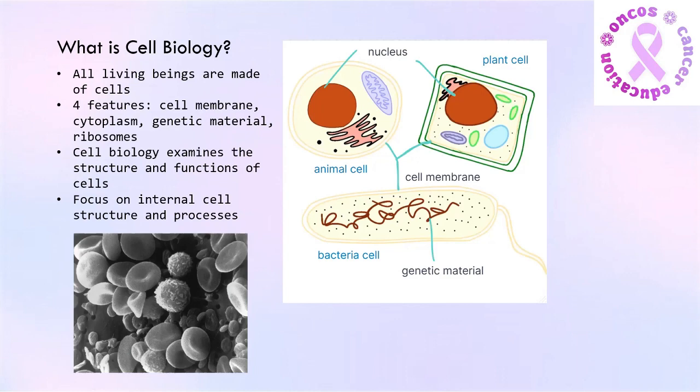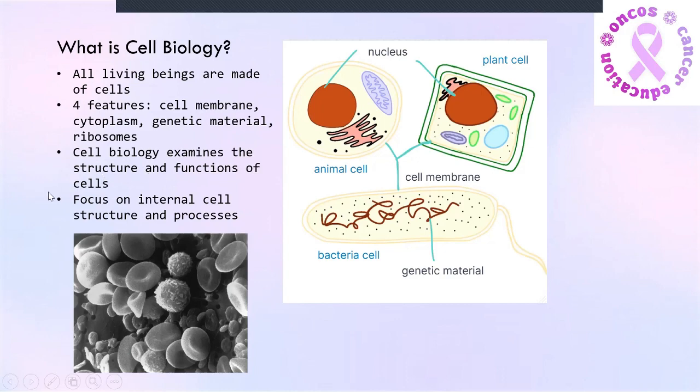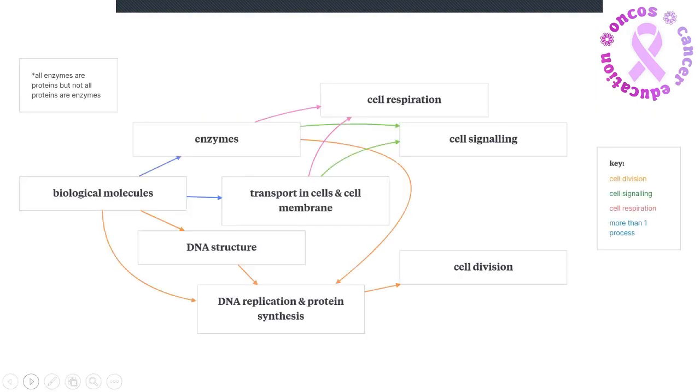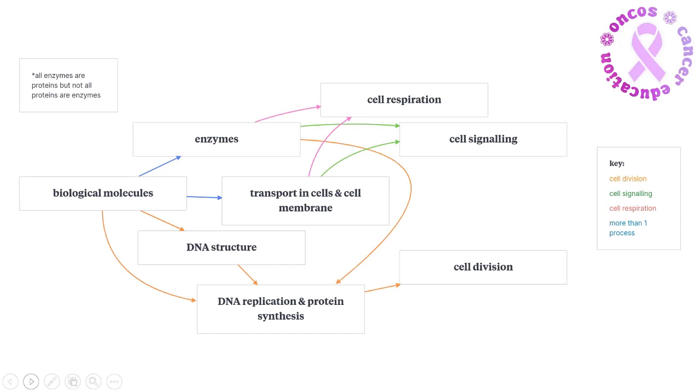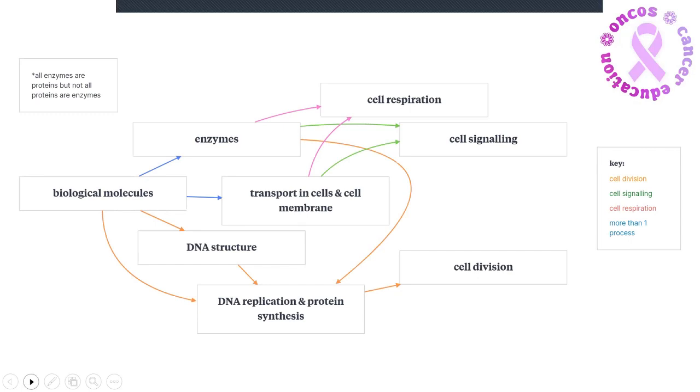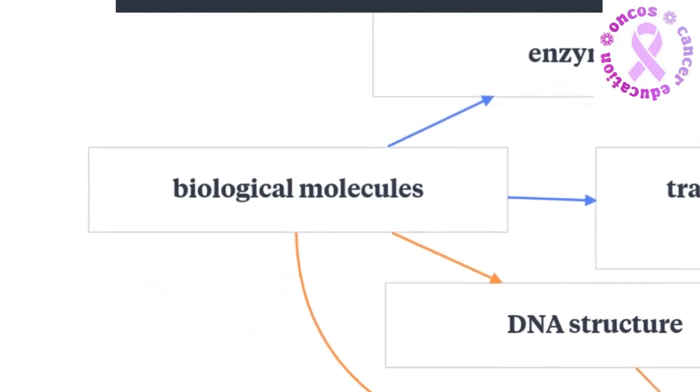So cell biology examines the structure and functions of cells. And in this series, we're going to focus on internal cell structure and processes. Here's the mind map explaining the topics we're going to cover. First, in this series, we're going to cover biological molecules, enzymes, transport in cells, and the cell membrane. But first, let's start with biological molecules.